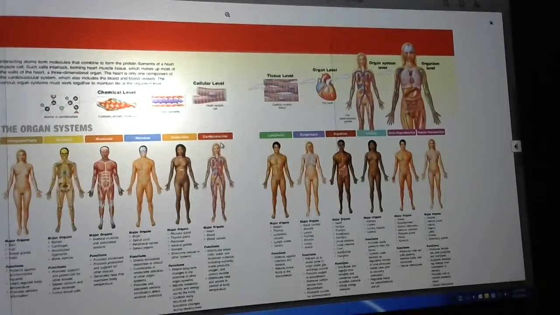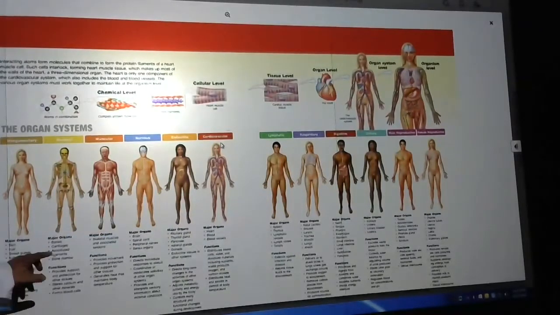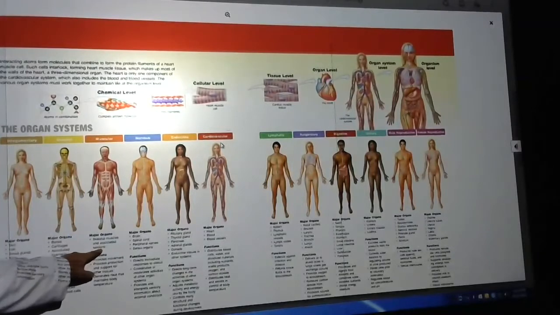Of course, cells like red blood cells, right? White blood cells, which are our immune system. Okay. Right. Muscular, major organs, skeletal muscles, and associated tendons. Provides movement, provides protection and support for other tissues. Generates heat, and maintains body temperature. All right. So skeletal muscles and associated tendons.